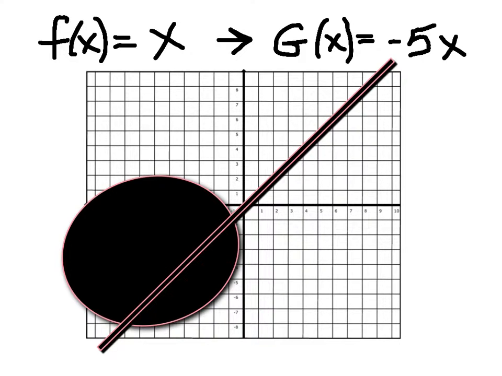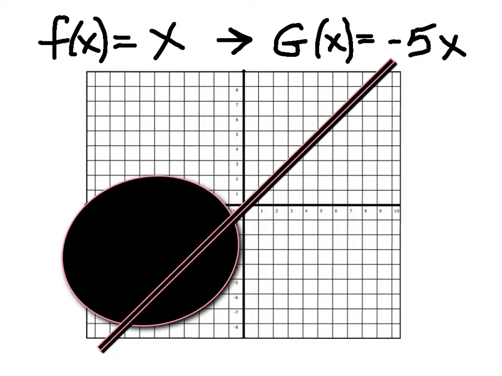A vertical stretch by a factor of what in this case? 5. What happens when you put a negative sign? It reflects across the x-axis. So it would be a reflection across the x-axis and a vertical stretch by a factor of 5. And we can draw this one out.